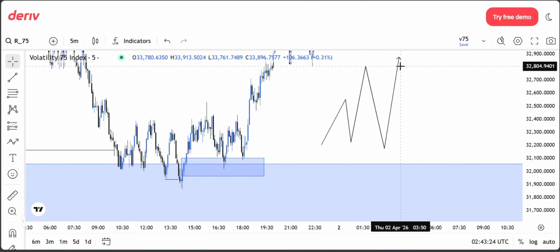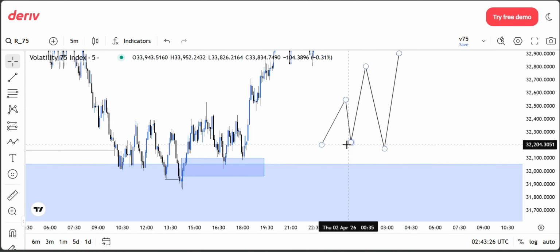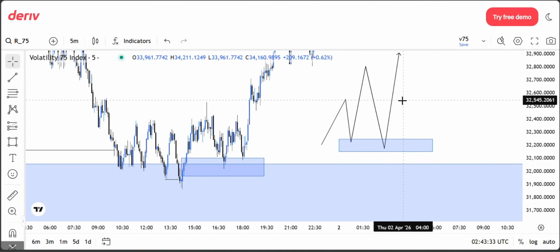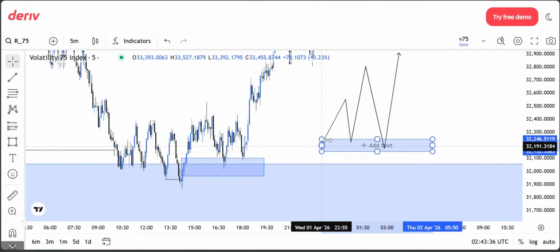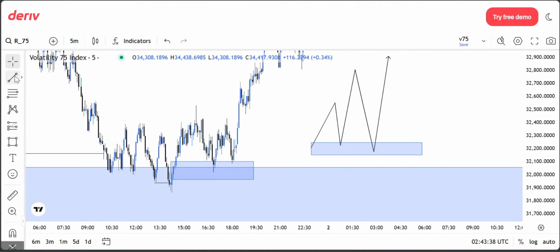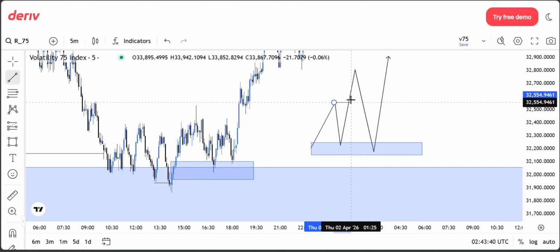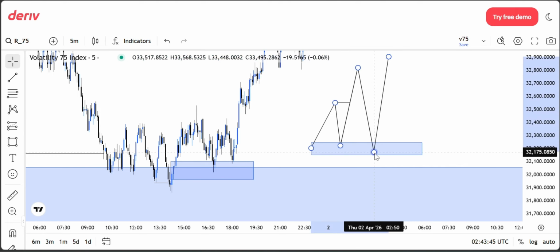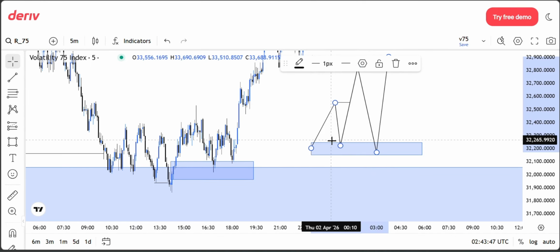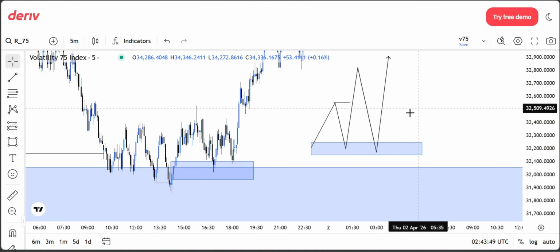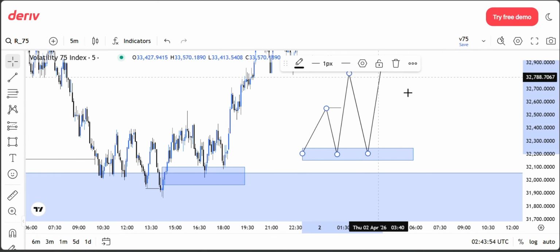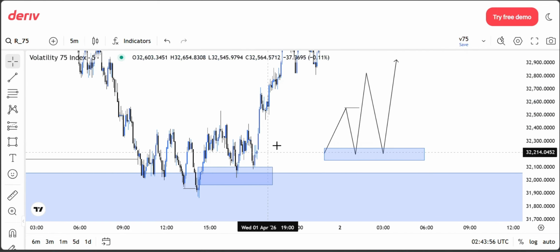Okay, we're looking out for something like this where we have a zone, our point of interest rather. We have a point of interest, we have a break of structure, and then we have a price tap into our zone that caused the break of structure, and then we buy. Okay, so this is what we're looking out for here.